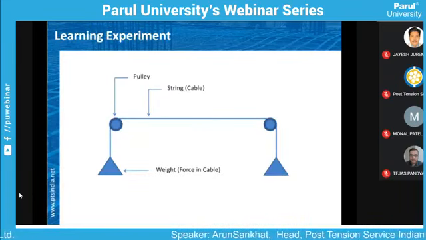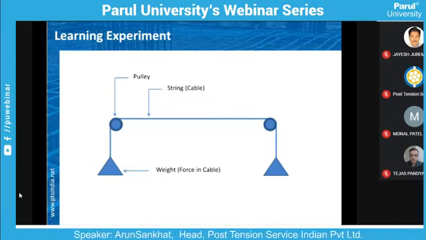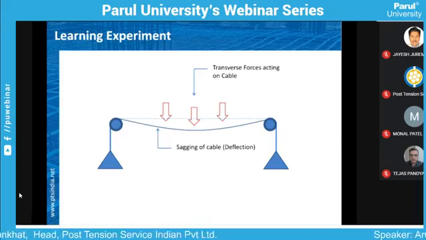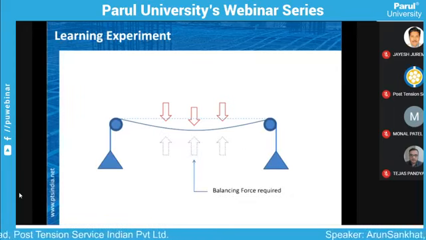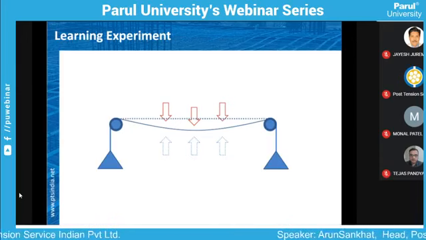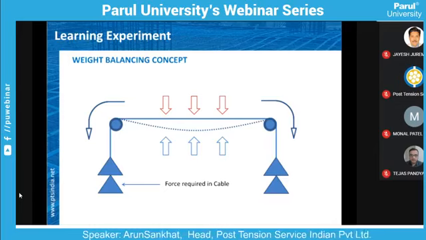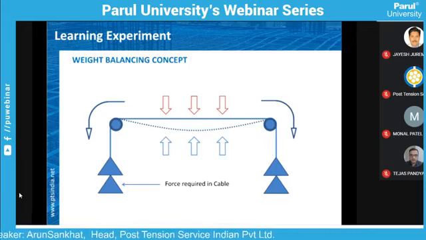The same thing here, it is almost the same thing. There is a weight, and there is a string, and there is a pulley. So when the weight is coming, it will get a sagging. If you need to have a balancing force, then you need to introduce some more force in the cable, and this is how you can eliminate the sag, and you can reach approximately the same location. It's not absolute, but relatively you can reduce this eccentricity.